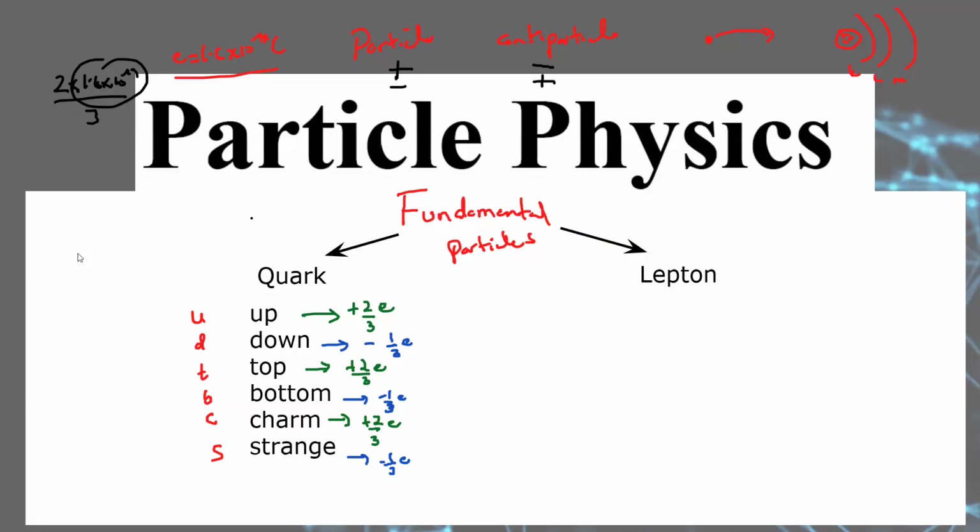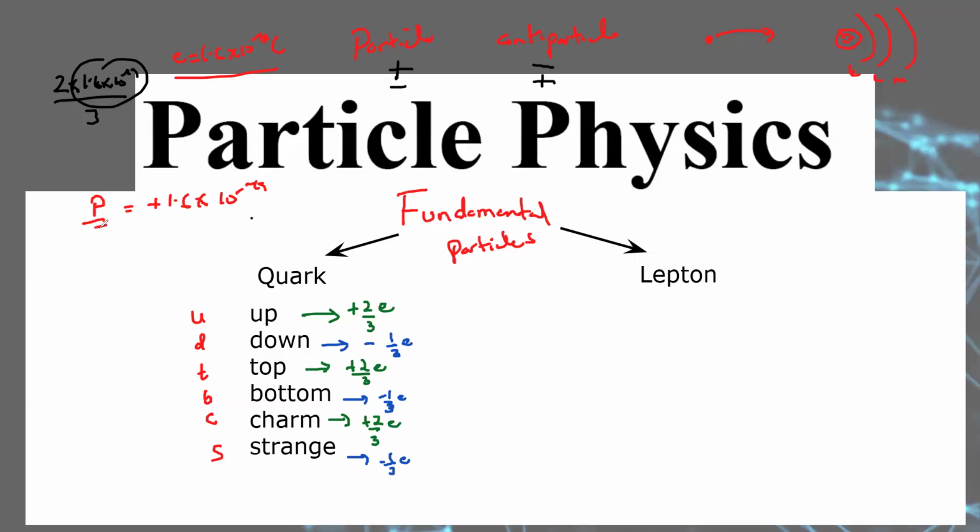The proton is made up of quarks. If you remember the proton, what is the charge of a proton? The charge of a proton, we write it as plus 1.6 into 10 to the power minus 19. The relative charge is plus 1, but the actual charge is plus 1.6 into 10 to the power minus 19.